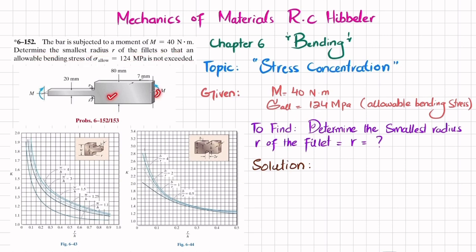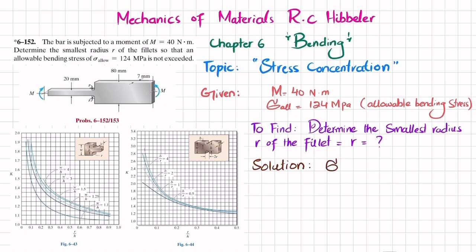So you can see this bar is subjected to a moment of 40 Newton meter. The cross section here is shown as this height is 80 and the width is 7 millimeter. And here the height is 20 millimeter and the width is 7 millimeter. Clear? So due to the change in cross-section area from 80 to 20, there is stress concentration in this region. We have been given the allowable bending stress, so you have to determine the smallest radius r of this fillet. Clear? So let's start with the solution.